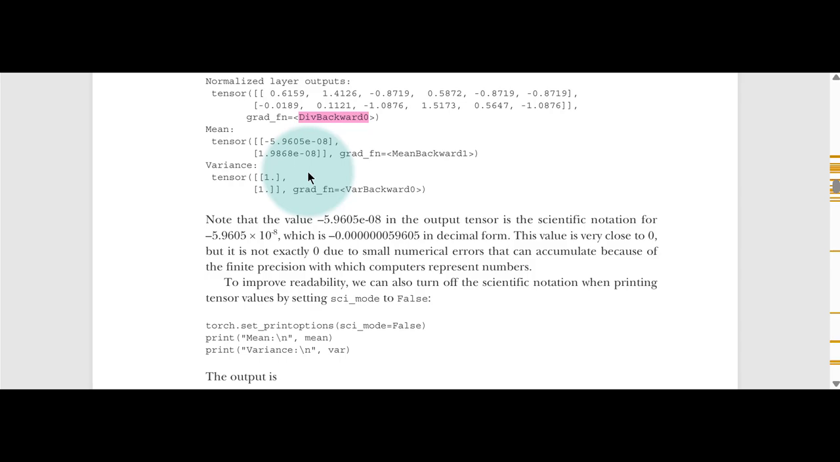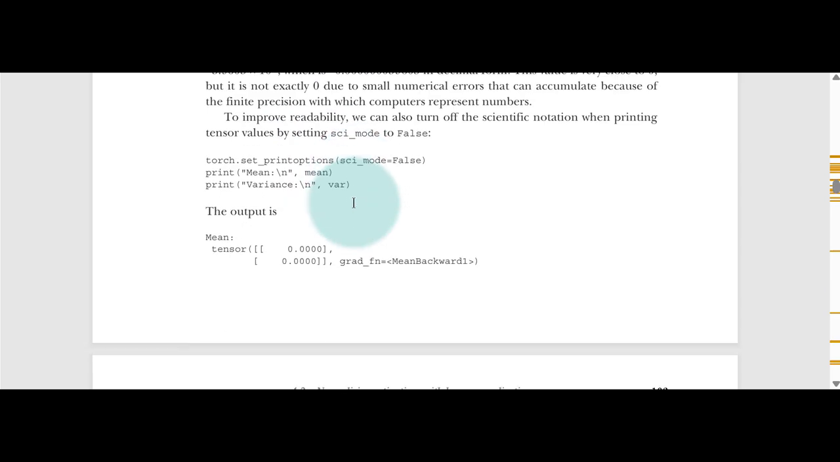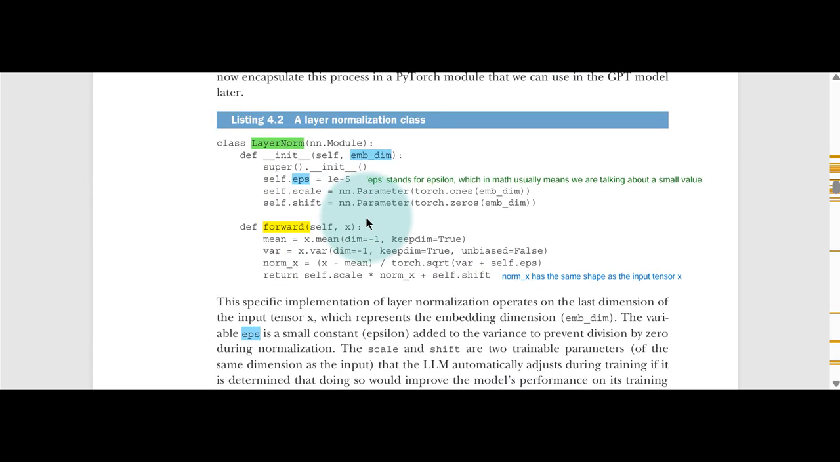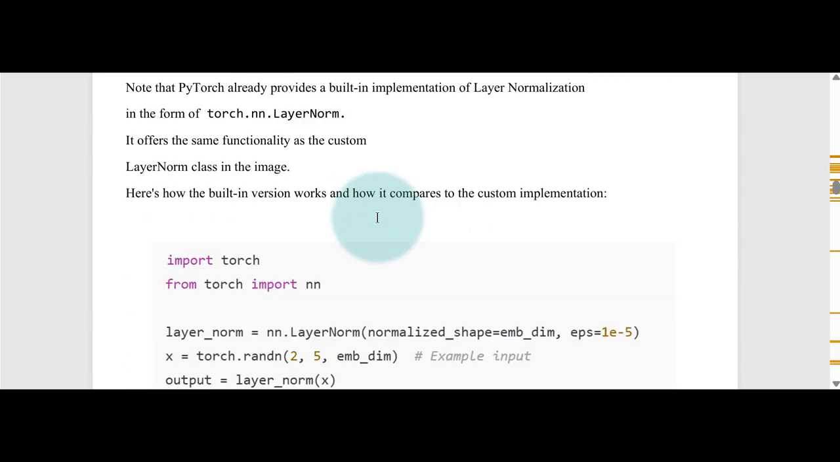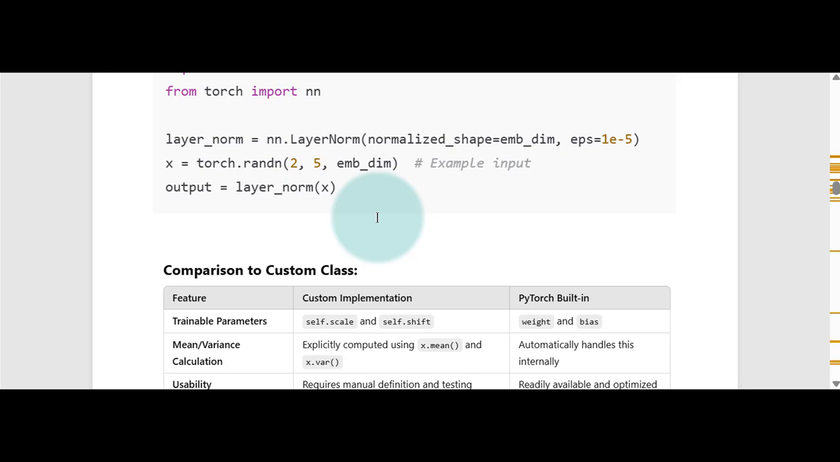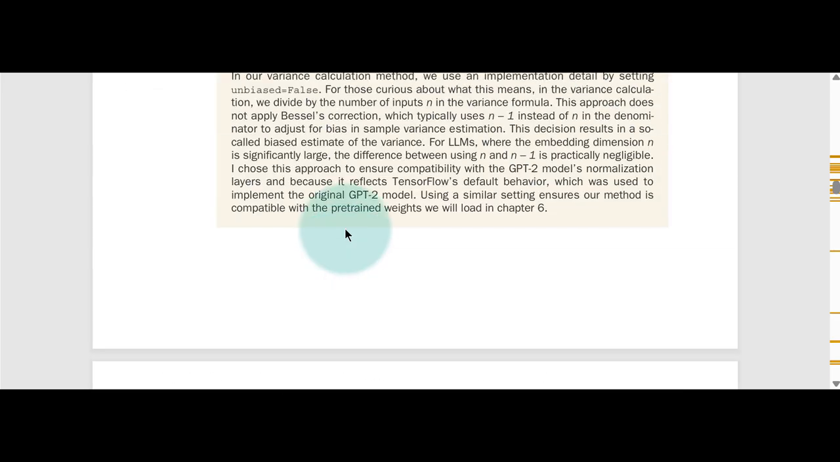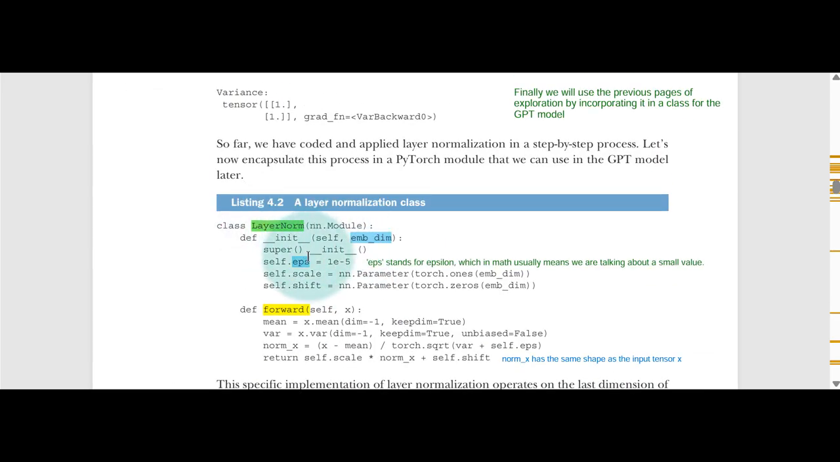And he's doing all this so that he can show us that we can create our own layer norm class, and that's going to be here. But actually, PyTorch has a layer norm class, so probably we wouldn't even use it. You can access that as nn.LayerNorm, and we can either use his class that he's going to code here.